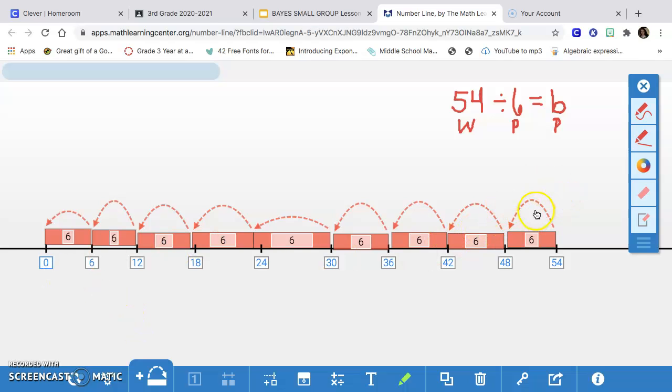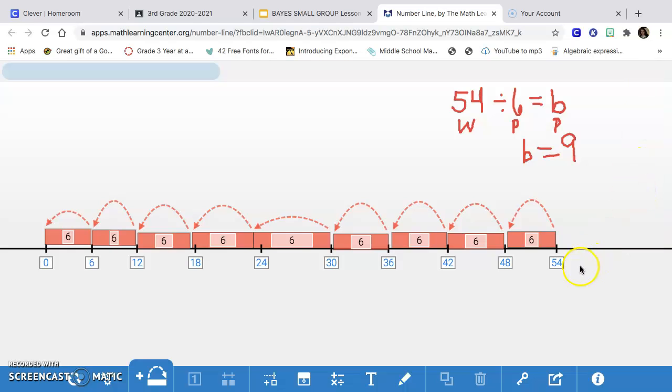So I'm going to count those 6's here, and I need 1, 2, 3, 4, 5, 6, 7, 8, 9. So I'm going to need 9 buses. So B is equal to 9. But if I would have had 56 kids, and they only held 6, then I would need another bus. I would need 10 buses. So it depends on how you want to look at that remainder. But since we have an equal number that ends in 0, and we don't have any remainders, the answer to this problem is going to be 9.